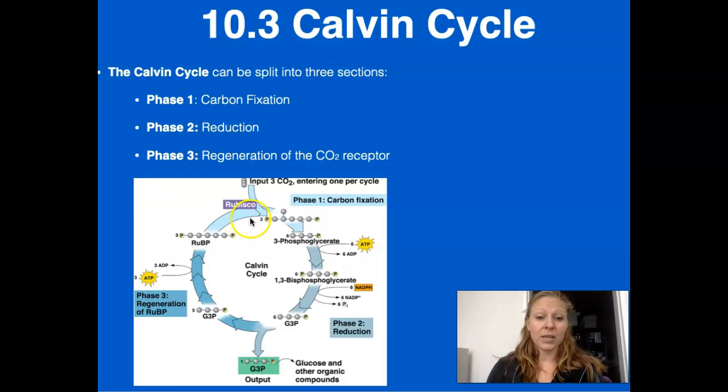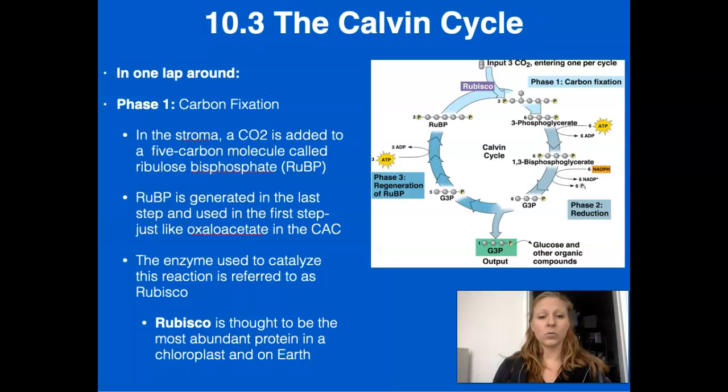The first is right here, carbon fixation. So these steps here. The next is going to be the reduction, which starts right down here. We are reducing NADPH, and then phase 3 is regeneration of the CO2 receptor right over here. So let's look at phase 1.